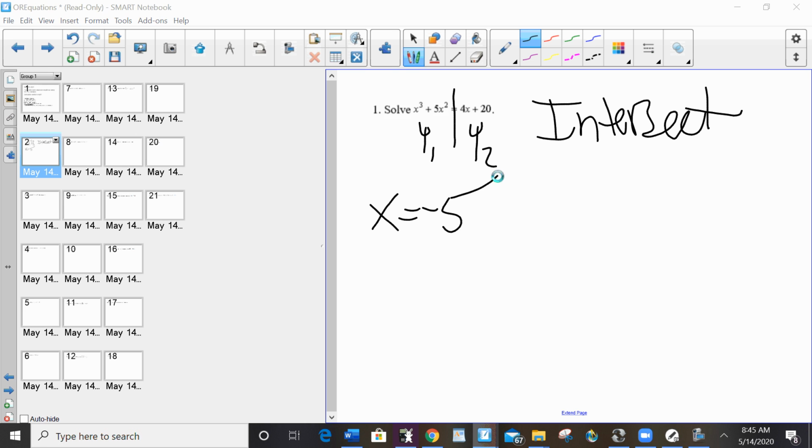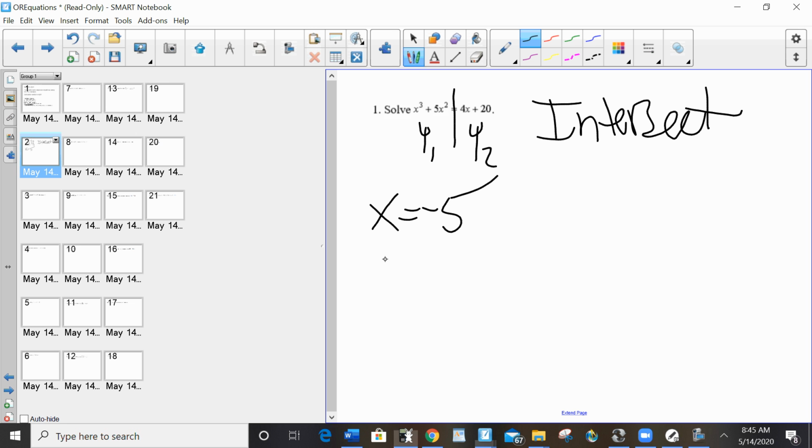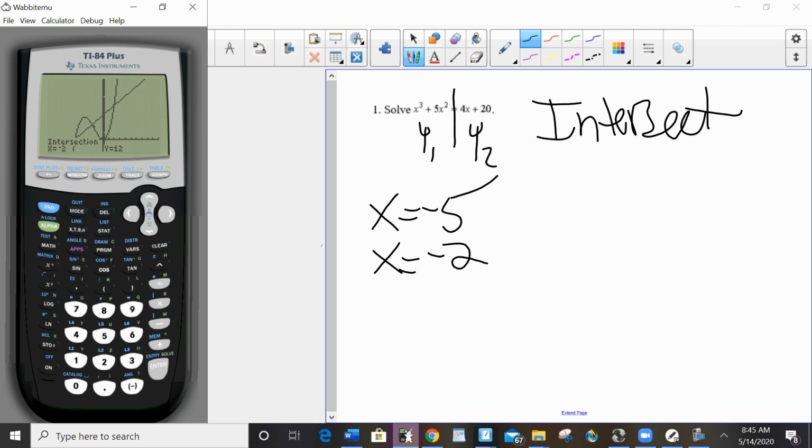Now I repeat the process, second trace 5, and I move the cursor to that next intersection point. I hit enter, enter, enter. I get x equals -2. Again, I don't care about the y value. I care about the x value, so all I'm writing down is the x value. I'm not even looking at the y value. And again, it's a big thing in Algebra 2 as well.